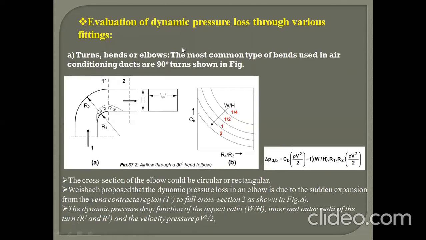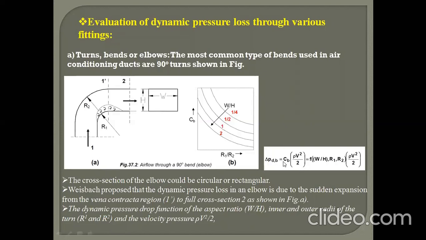Okay, so this region, if you observe this diagram, you will see that this 1 dash to full cross section 2, this 1 dash to 2 is the region. Because of this 1 dash to 2 leads to the losses or dynamic pressure losses. And dynamic pressure drop is the function of aspect ratio, inner and outer radii of the turns as shown here. R1 and R2 is inner and outer radii, and the velocity pressure rho v square by 2. So all these factors lead to dynamic pressure loss because of bending.